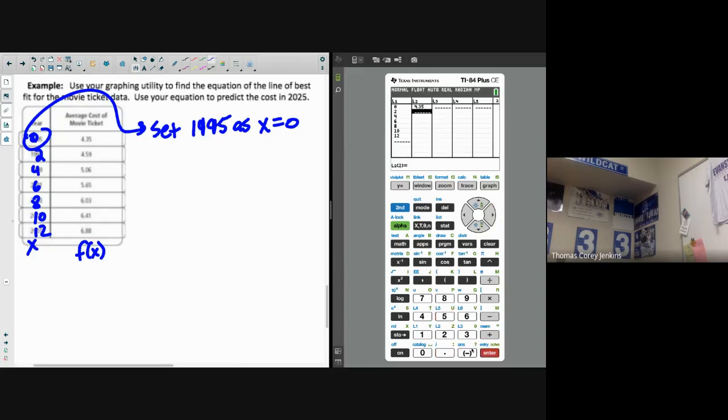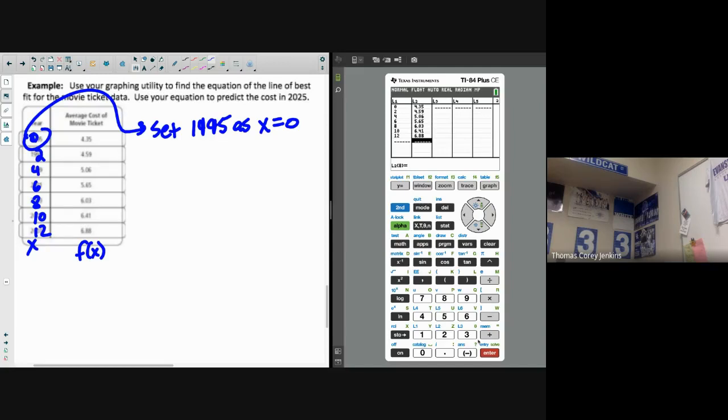You always have to hit enter after, and then 4.59, enter. 5.06, enter. If you guys see me make a mistake, just speak up. 5.65 and then 6.03, enter. 6.41, enter. 6.88, enter. Again, I always double check here because if you mess something up, obviously your line of best fit is not going to come out right, okay?